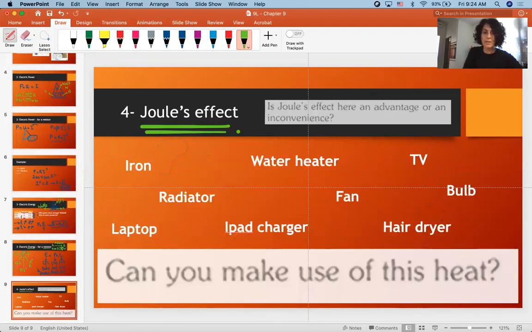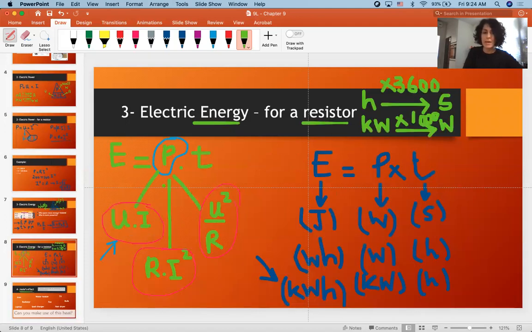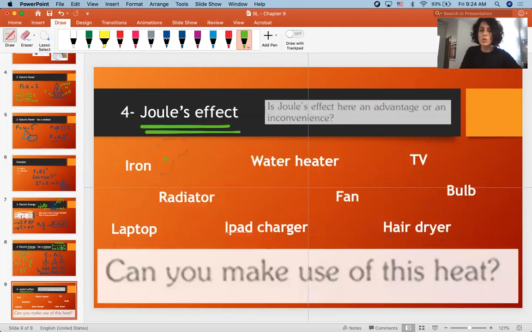Now the last slide is about Joules effect. What is Joules effect? Joules effect is the energy that is P times T, and P is RI squared. Every time you have a resistor, the resistor's job is not to dance, not to create music, not to create noise, not to create motion. The only thing that the resistor does is to slow down the current and to heat up. And this heat is called the Joules effect. So it is about heat or the energy given by the resistor.